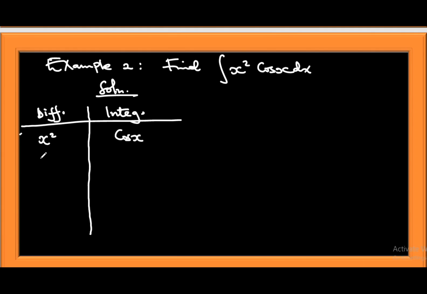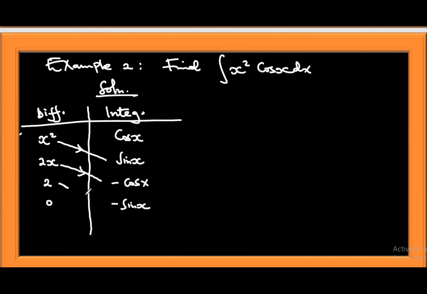When you differentiate x squared, you get 2x. When you integrate cos of x, you get positive sine of x. When you differentiate 2x, you get 2. When you integrate sine x, you get negative cos x. When you differentiate 2, you get 0. That's when you differentiate with respect to x. And then when you integrate negative cos of x, you get negative sine of x. Like we said, once you have a 0 here, you've achieved the target. So we draw these diagonals.